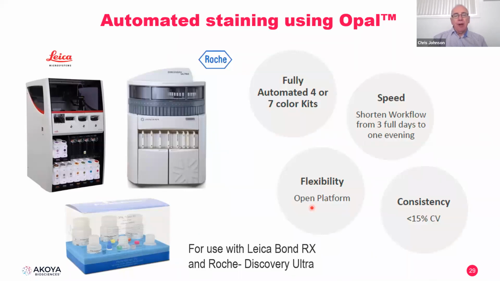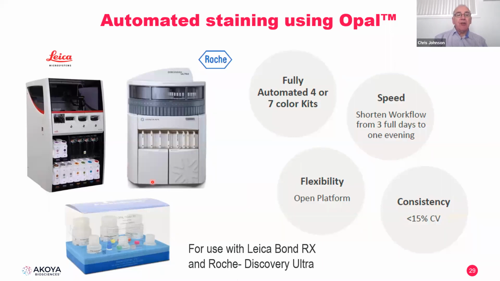Now, as you can see, if we were doing a large number of cycles and we had a large incubation time for each of them manually, we can spend quite a lot of time needed to do a multiplex. The good news is that the application can be very easily adapted to automatic staining machines. So both the Leica and the Roche are the main two that we'll probably see, although other systems can also do it as well. The advantage of these machines is that you can shorten the workflow from 3 full days to 1 evening. They're very flexible in the way you set them up, and very importantly, they're highly consistent compared to a manual staining method.